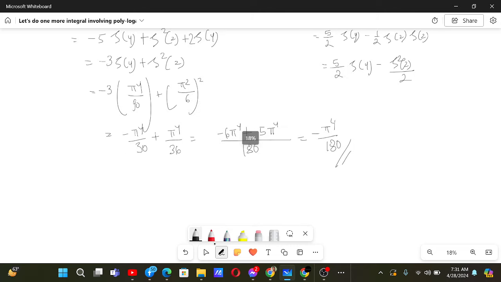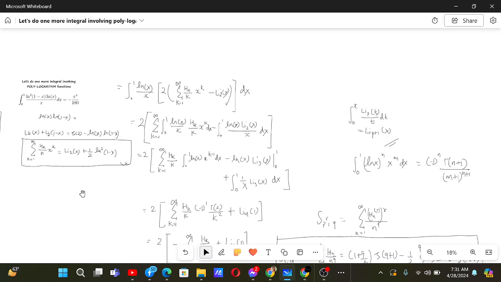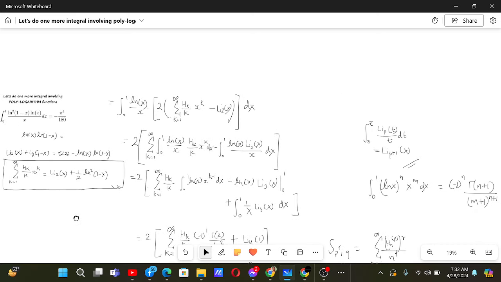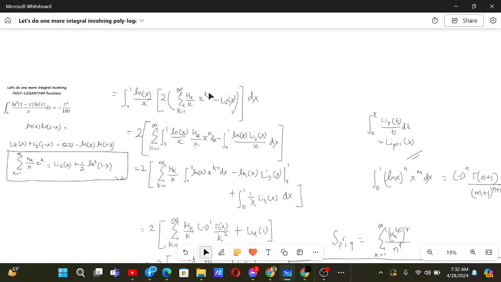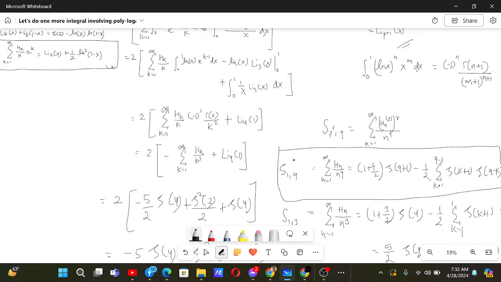This is the answer. This was an interesting journey. Let's see how we approached this problem. First, we simplified the integral itself by using the expression we had for ln square of 1 minus x, which was in terms of a sum and Li2 of x. After using that, we got a gamma function integral, which we easily dealt with, and the other one also wasn't hard if we knew the integral property of polylogarithms. After that, we had a classical Euler sum, known as the classical Euler sum formula.